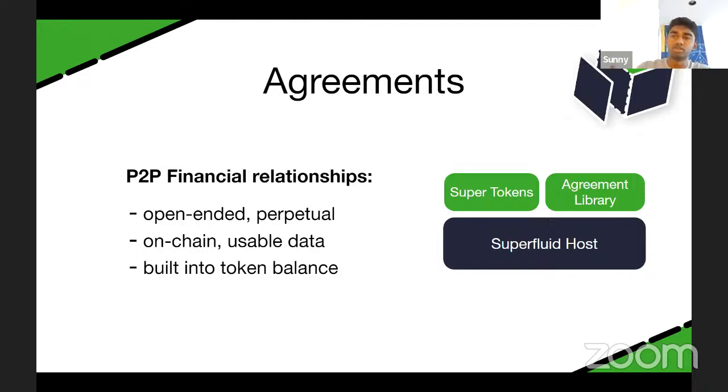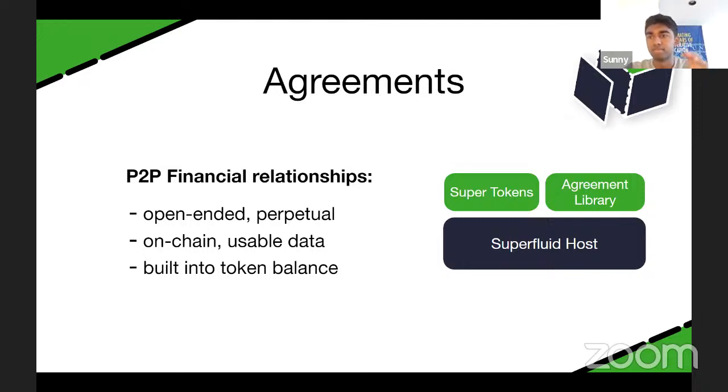What the agreements allow you to do is do more, right? So you can call createFlow, and you'll be able to specify a flow rate and a receiver, and your balance will start decreasing at this rate, and your receiver's balance will start increasing at that rate. And this is logic that's defined within the constant flow agreement. And these agreements are open-ended and perpetual, right? They keep on going until you cancel them.